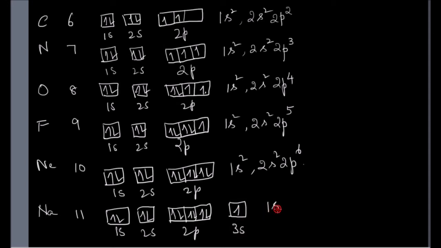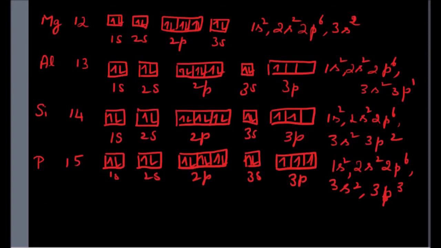Now you know how to write the electronic configuration in the normal way. 2s2, 2p6. Put a comma there to show the next shell. 3s1. Electronic configuration of magnesium is 1s2, 2s2, 2p6 and 3s2. And that of aluminium is 1s2, 2s2, 2p6, 3s2, 3p1.